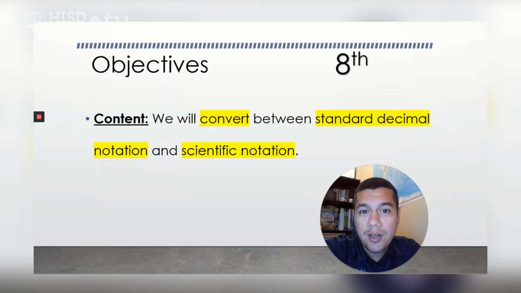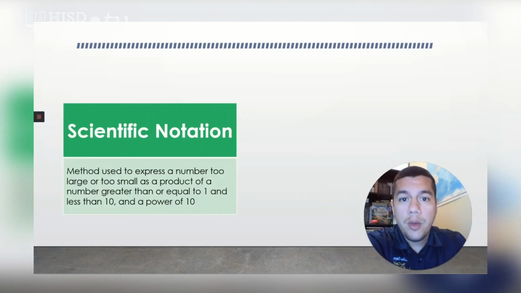Now we're going to start our 8th grade section, and the objective for today is that we will convert between a standard decimal notation and scientific notation. We are going to start with the word scientific notation. This is just a method that we are going to teach you on how to express numbers that are very, very big or that are too small. We're going to have certain rules that we're going to introduce to you.